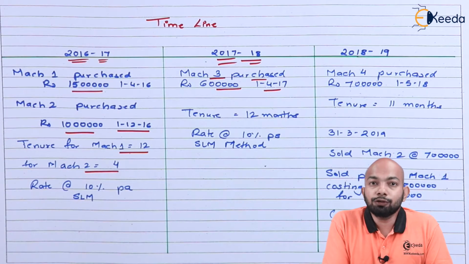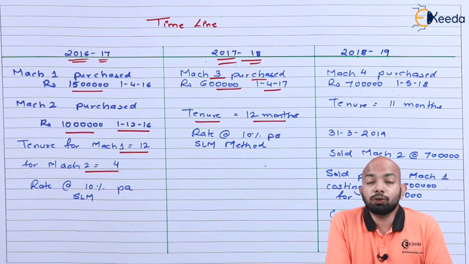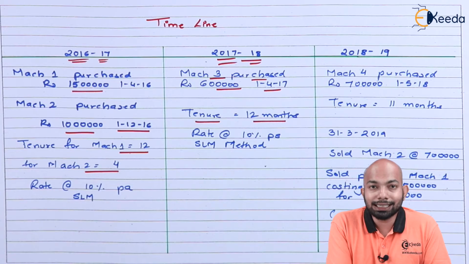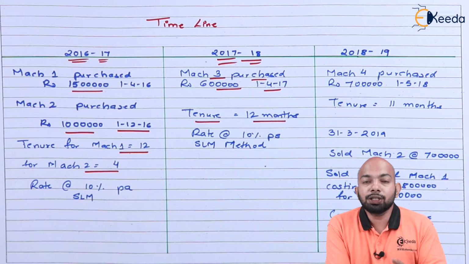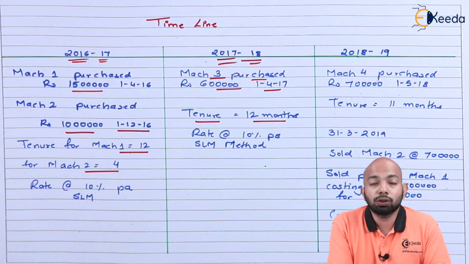Machine 3 was purchased on 1st of April 2017 for 6 lakh rupees, which has been mentioned in the question. Tenure is 12 months because, when we talk about 2017-18, this machine has been purchased in the month of April. So the tenure is 12 months, and the rate of depreciation is 10% on SLM method.